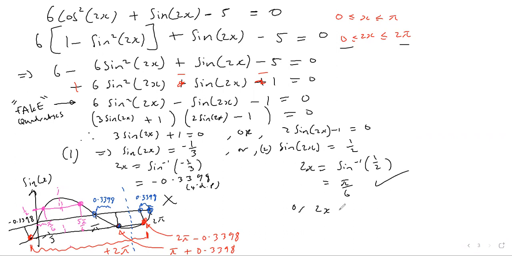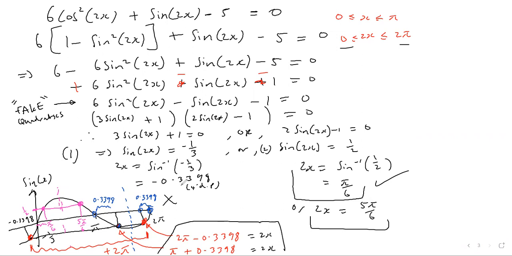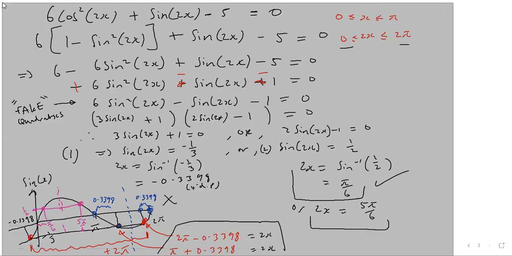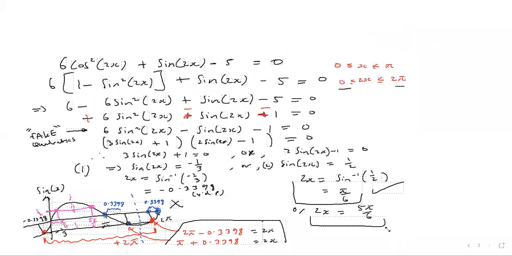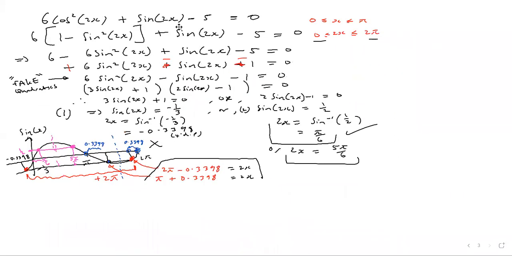Or we've got 2x equals 5 pi over 6. So we've got this one, this one, and we've also got these two down here as well, for 2x. So remember again, these are our 2x values rather than our x values. We can now calculate the x values just by dividing our 4 solutions by 2. So we do get 4 solutions with this problem.